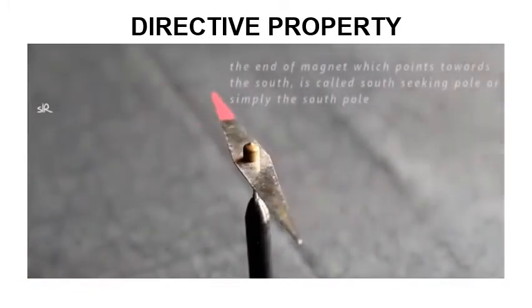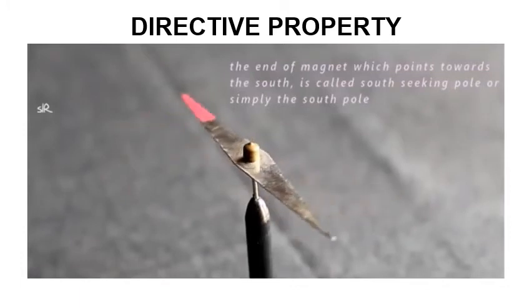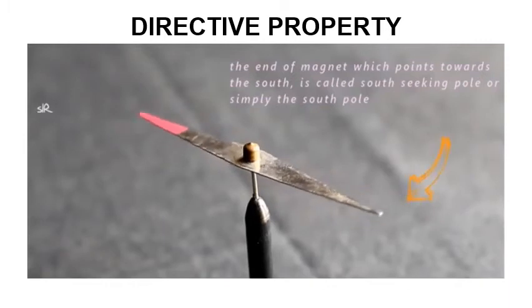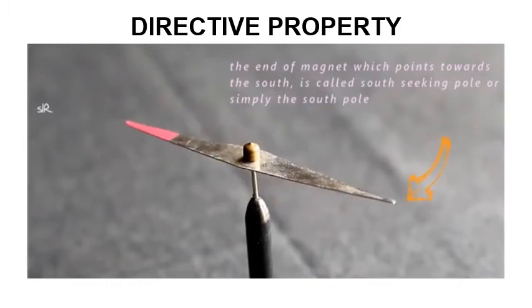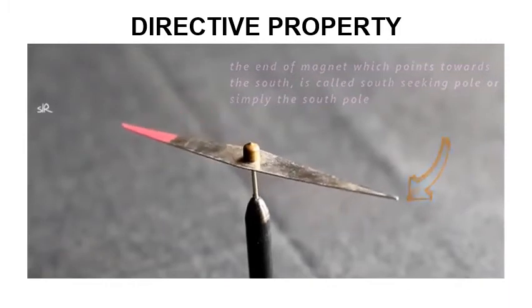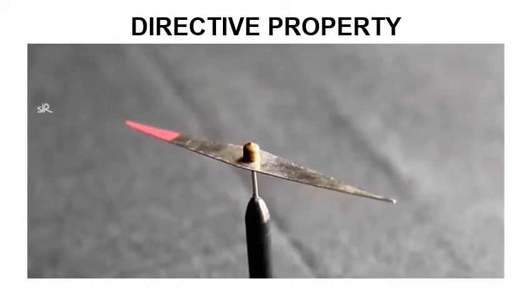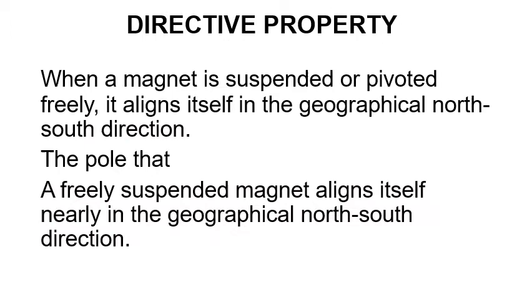So you place a compass needle, and you see that one end is pointing north and one is pointing south. The end pointing south is called the south-seeking pole, or simply the south pole. Directive property. When a magnet is freely suspended or pivoted freely, it aligns itself in the geographical north-south direction.